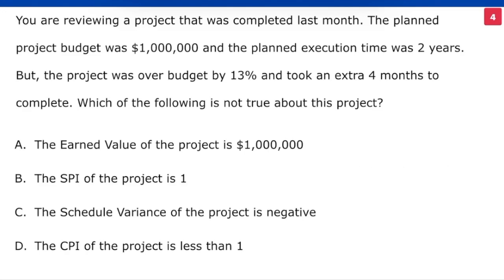You are reviewing a project that was completed last month. The planned project budget was $1 million and the planned execution time was 2 years. But the project was over budget by 13% and took an extra 4 months to complete. Which of the following is not true about this project? A. The earned value of the project is $1 million. B. The SPI of the project is 1. C. The schedule variance of the project is negative. D. The CPI of the project is less than 1. Please pause the video and try to find the correct choice.